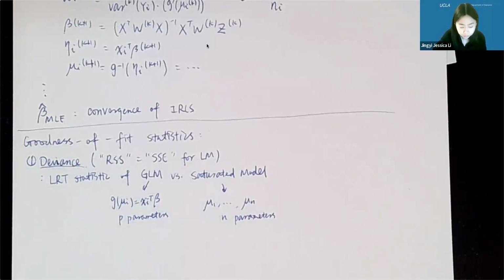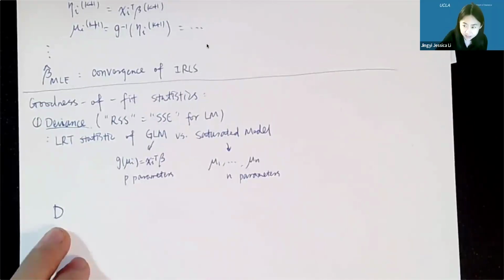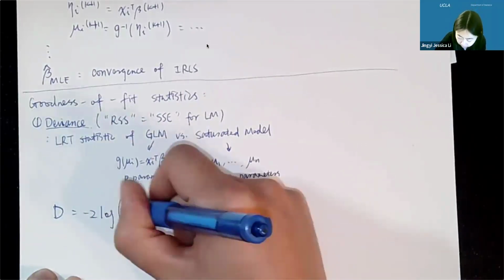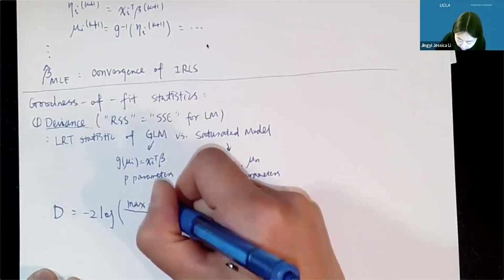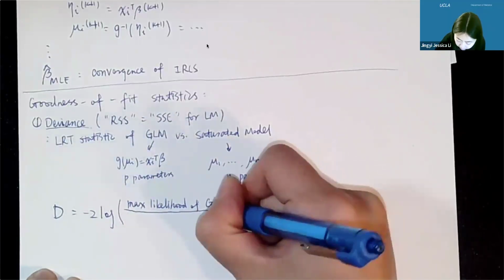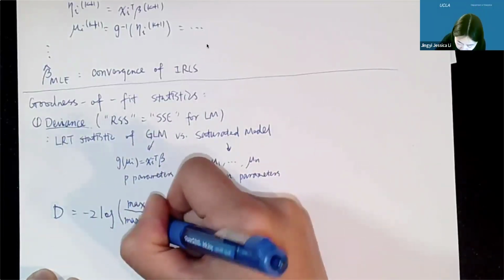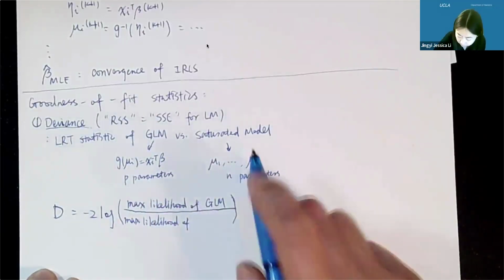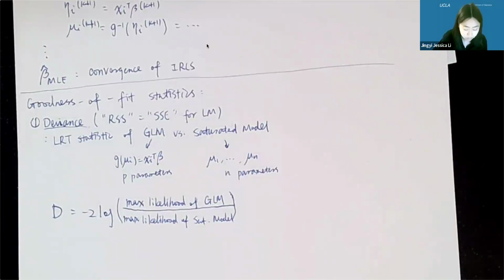That's the rationale. Okay, so then the specific deviance statistic, written as D, is defined as -2 times the log of this ratio. The first one is the maximum likelihood of the GLM, over the maximum likelihood of the saturated model. So that's how we do these two things.